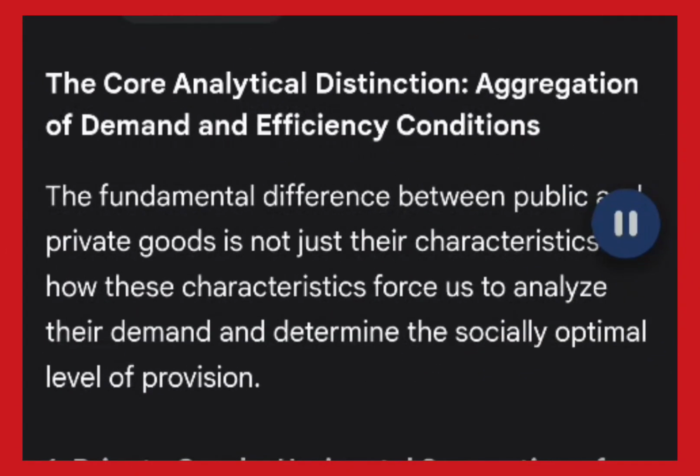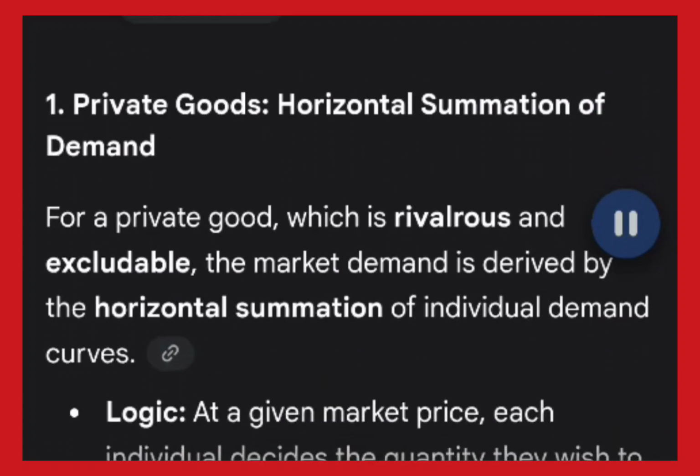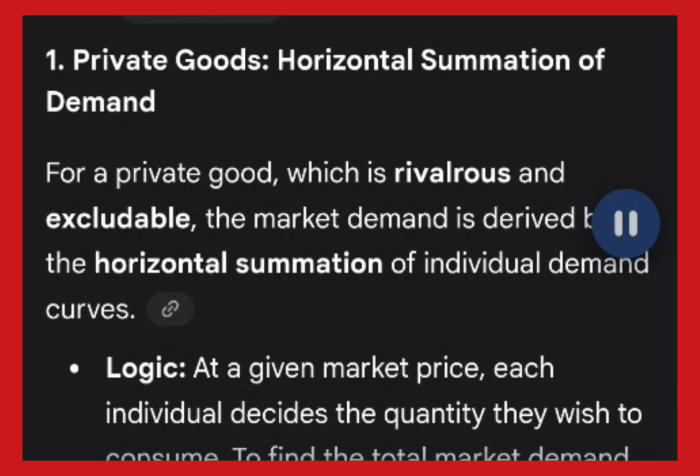Core analytical distinction: aggregation of demand and efficiency conditions. The fundamental difference between public and private goods is not just their characteristics, but how these characteristics force us to analyze their demand and determine the socially optimal level of provision. 1. Private goods: horizontal summation of demand.